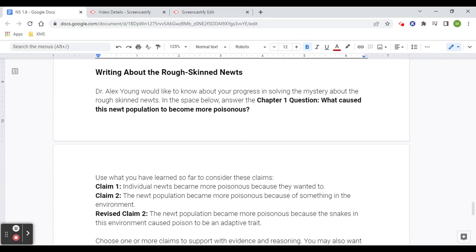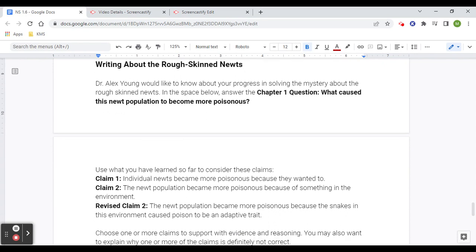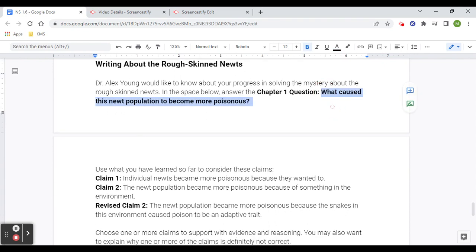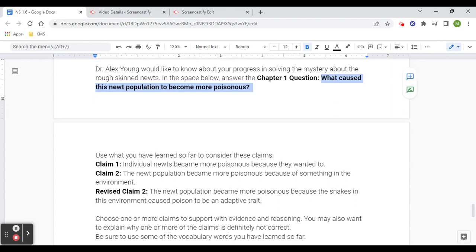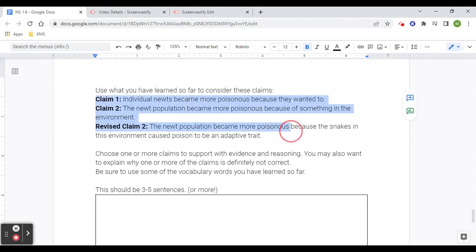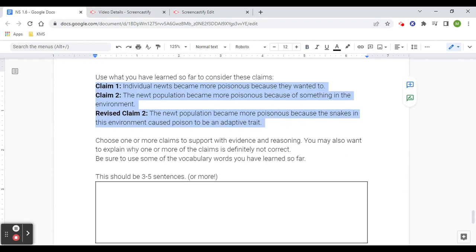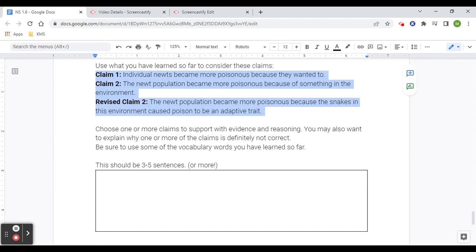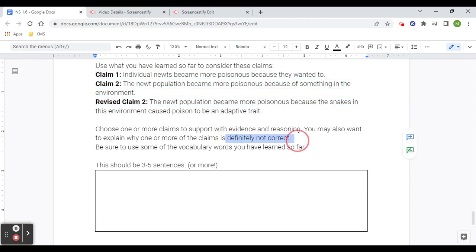Okay, and then down here, you're going to write about rough skin newts. Our question is what caused the newt population to become more poisonous over time? So we've got some claims here. Choose one or more claims to support with evidence and reasoning. You may also want to explain why one or more of the claims is definitely not correct.